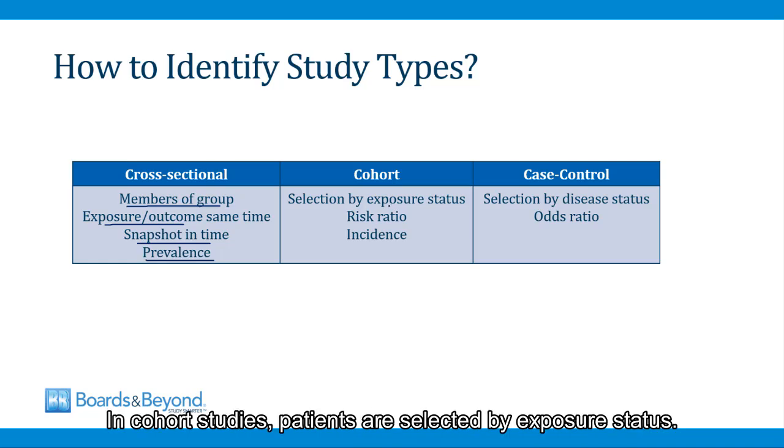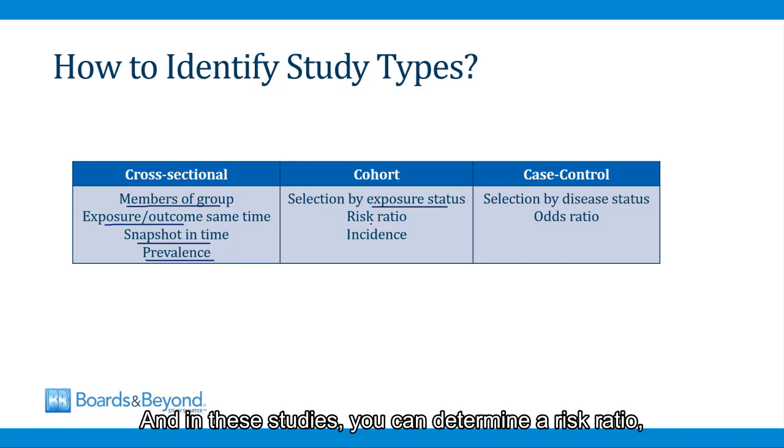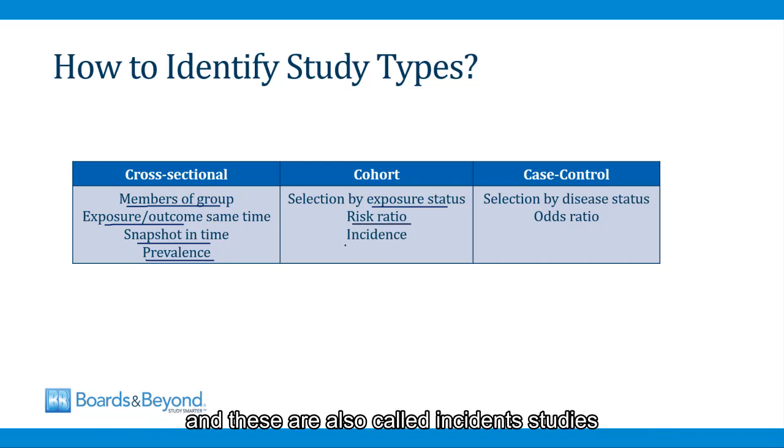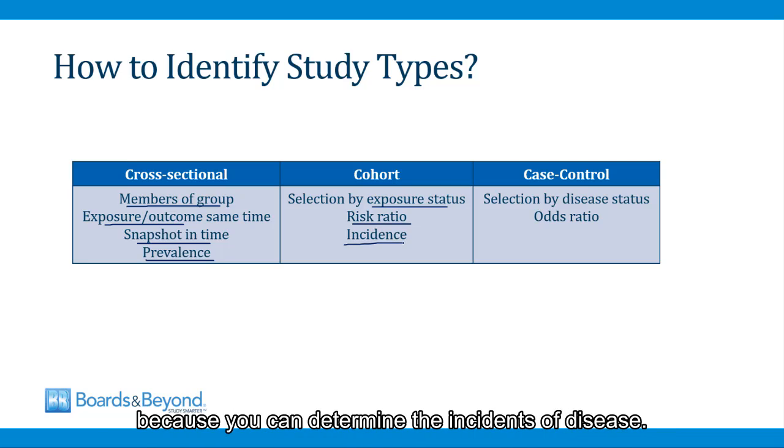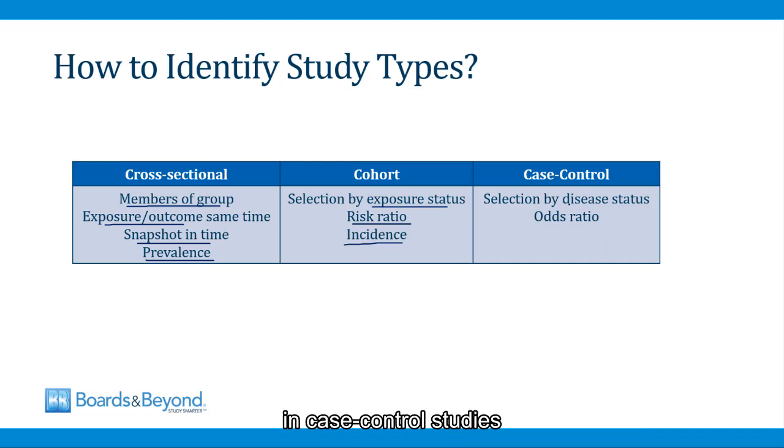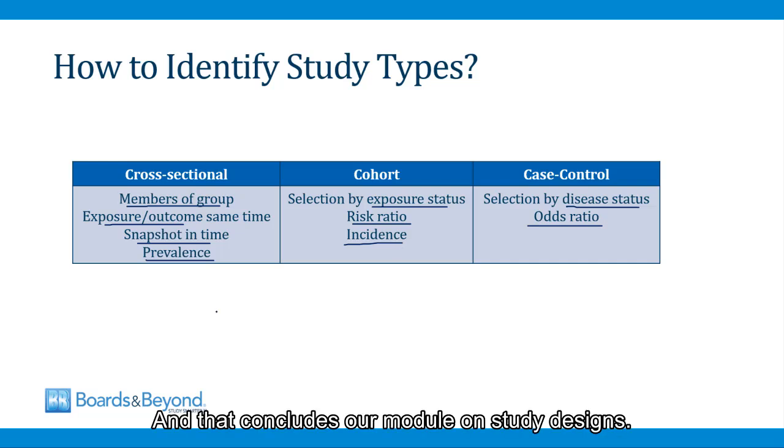In cohort studies, patients are selected by exposure status, and in these studies you can determine a risk ratio, and these are also called incidence studies because you can determine the incidence of disease. And then finally, in case control studies, patients are selected by disease status, whether they have disease or not, and the main outcome is an odds ratio. And that concludes our module on study designs.